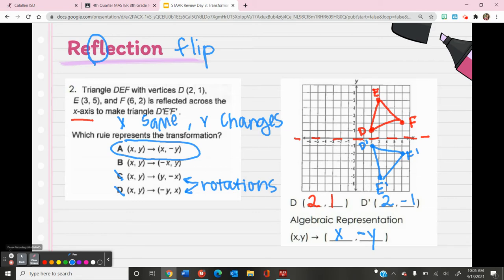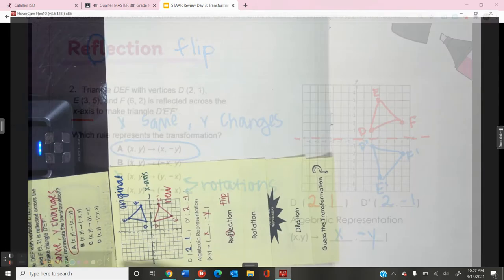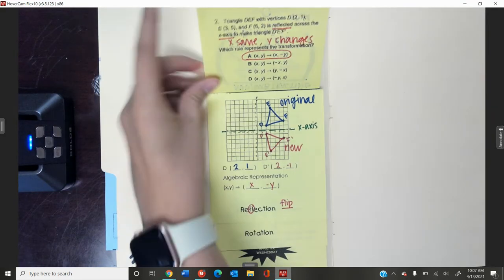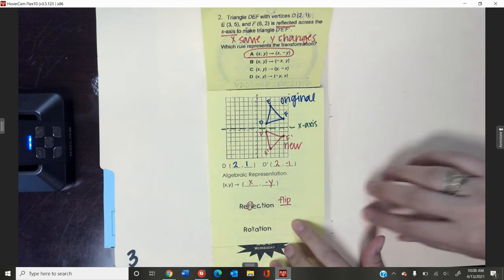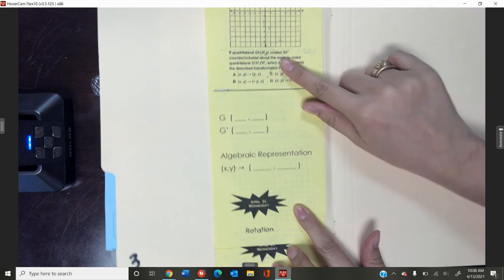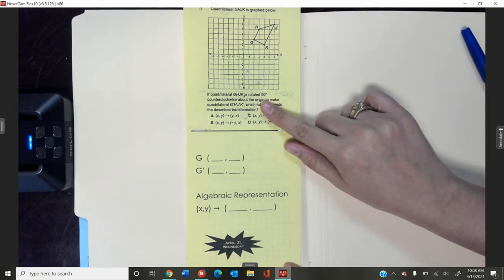So again, your answer is A. Okay, so looking at your foldable now, this is what you should have written down. So if you need to take a second, go ahead and do that. But now we're going to go on to the next type of transformation, which is a rotation.